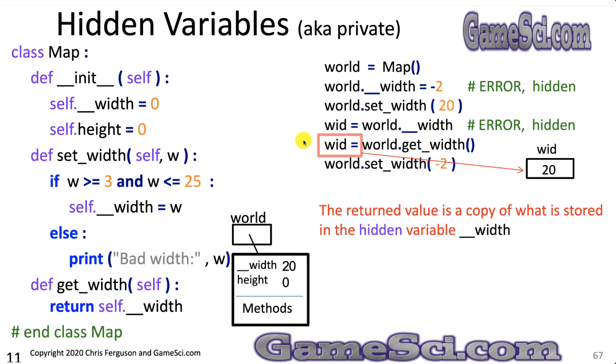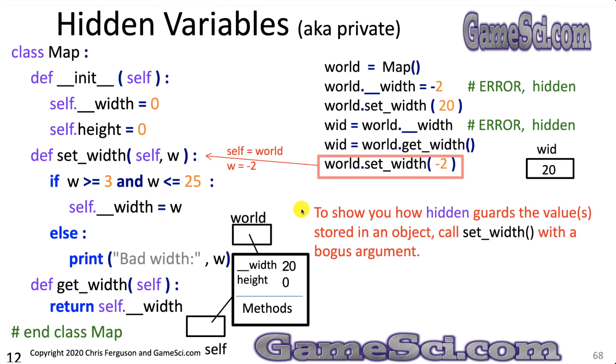It's important to stress that hidden variables are all about access. When something is hidden, code inside the class has access to that variable. When something is hidden, code outside the class does not have access to that variable. They're forced to call methods to get access to the variable. To show you how hidden guards the value stored in an object, let's call setWidth with a bogus argument.